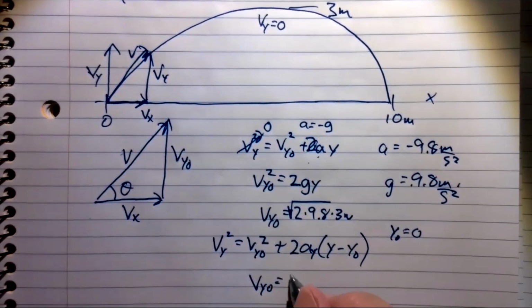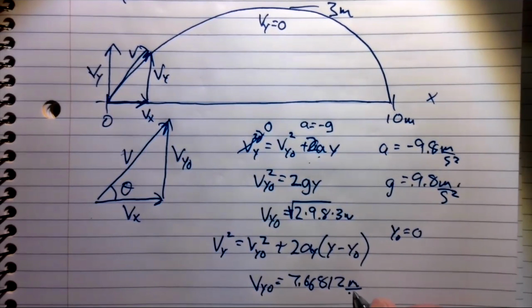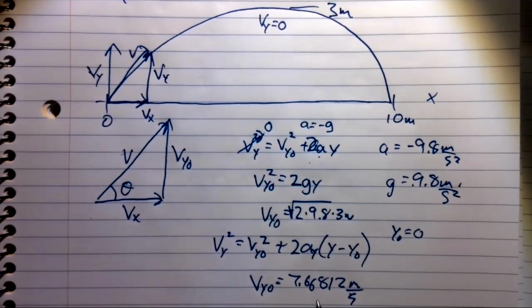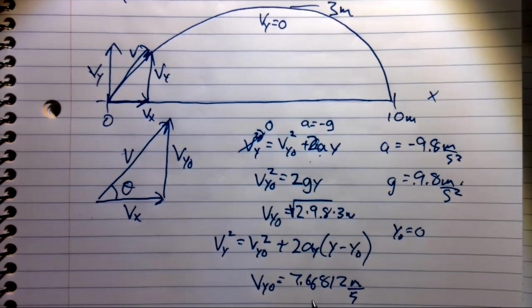Vy0 is equal to 7.66812. I'm going to keep these for now until the end, and then we can round them off later. The problem is if you start rounding off, then you get round off errors. The more you round off and then you calculate with that number, your errors get bigger. So we're going to wait till the end, and then we'll put in significant digits.